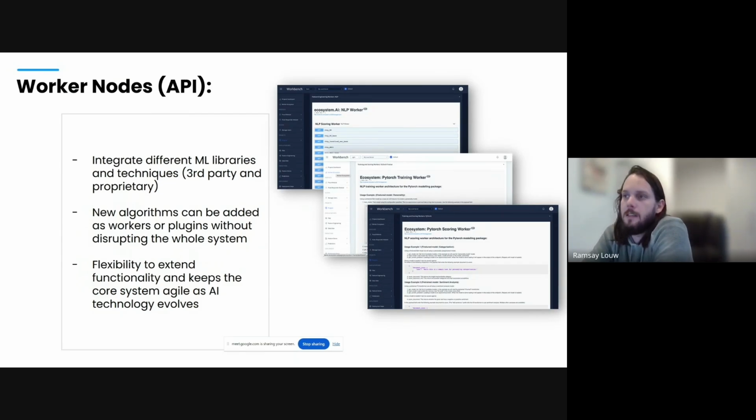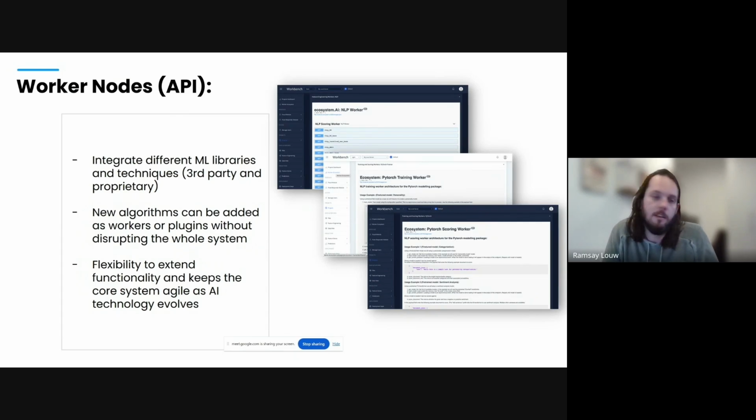It gives us the ability to integrate a lot of third-party and proprietary ML libraries and different ML techniques. So we don't see ourselves as a product company. We see ourselves as a company that creates an ecosystem of tools. Being able to pull all those tools together gives you access to the latest and greatest techniques and software out there to do the most up-to-date ML and AI work that you need to do.